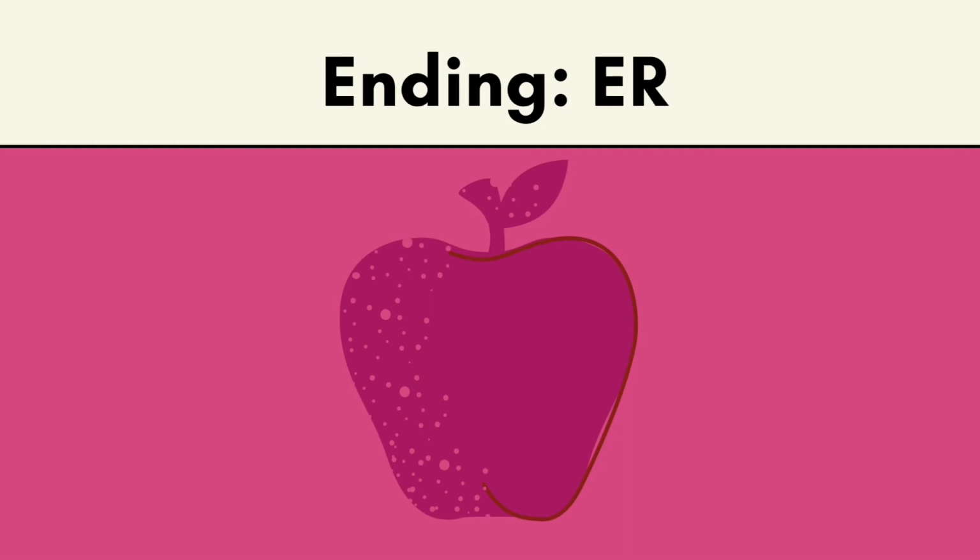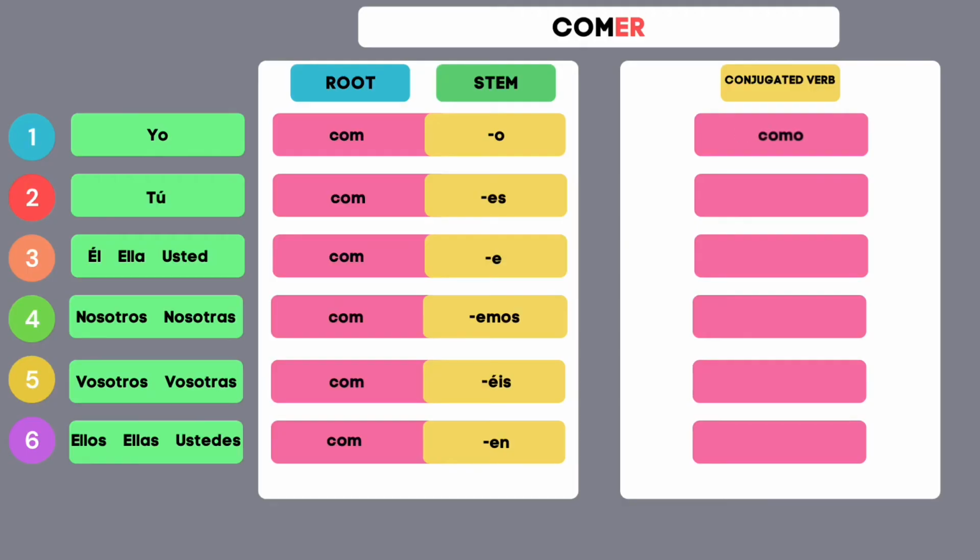Ending er. Yo como. Tú comes. Él, ella, usted come. Nosotros, nosotras comemos. Vosotros, vosotras coméis. Ellos, ellas, ustedes comen.